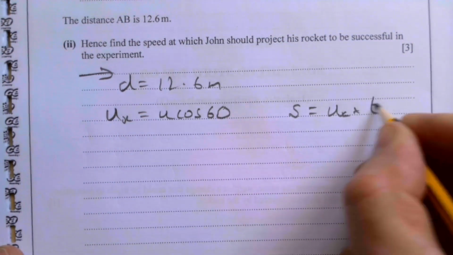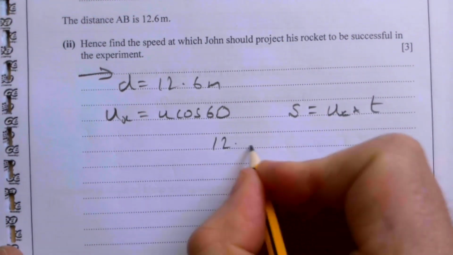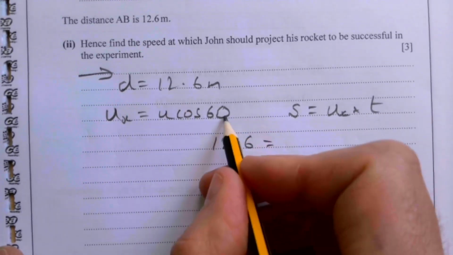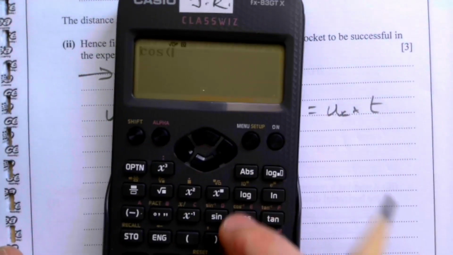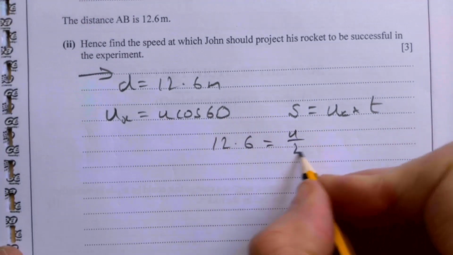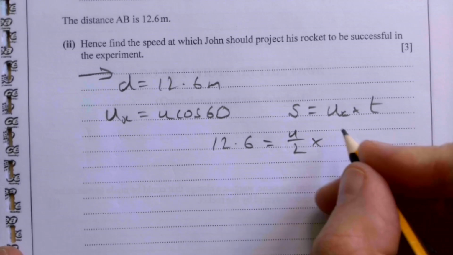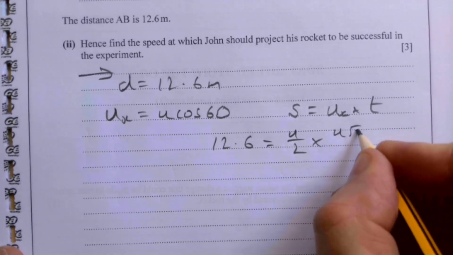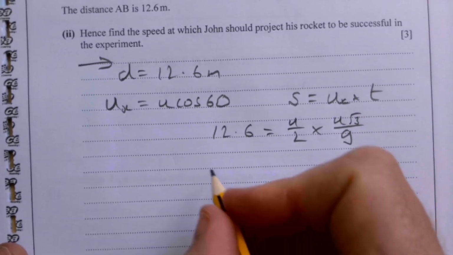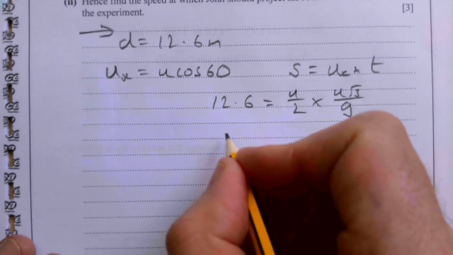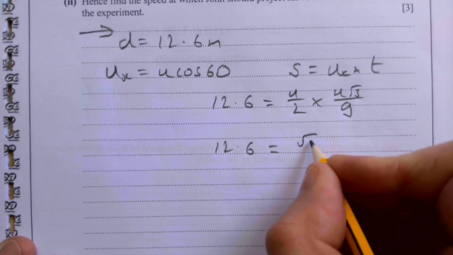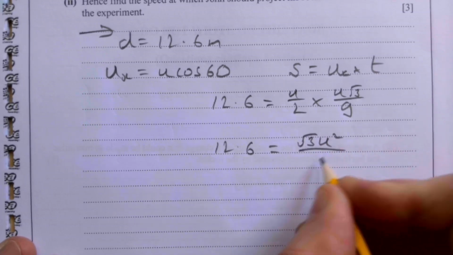Distance is speed times time. So in this case we have 12.6 equals u cos 60. Cos 60 is nice and straightforward for us, it's just a half, so that's going to be u over 2 multiplied by the t that we had, which was u root 3 over g. So let's see if we can tidy this up. We're going to have 12.6 is equal to root 3 u squared all over 2g.